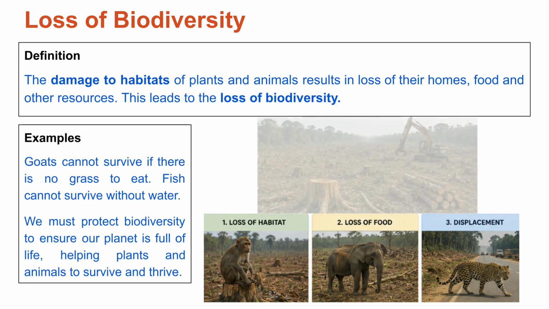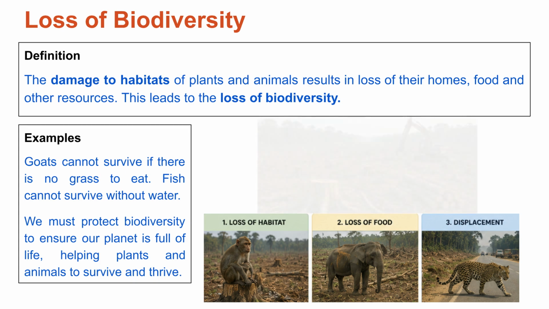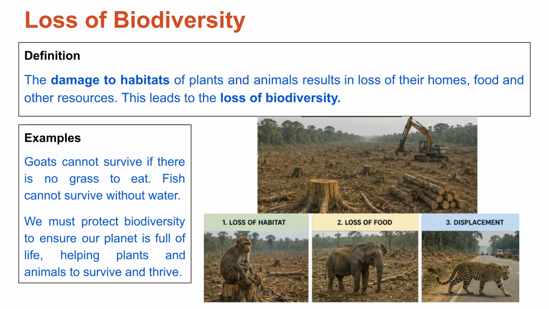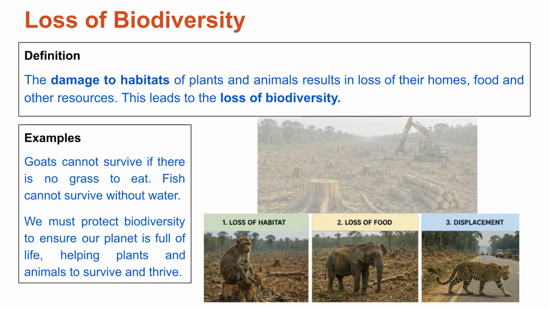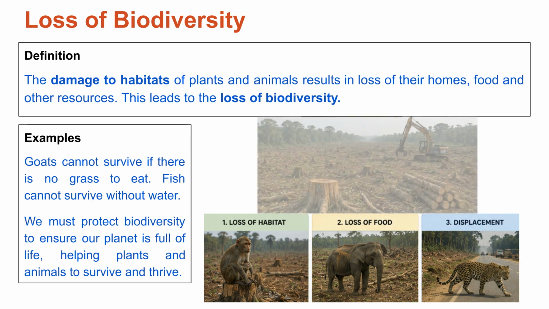Examples like goats cannot survive if there is no grass to eat. Fish cannot survive if there is no fresh water. So we must protect biodiversity to ensure that our planet is full of life because different animals and plants live together and they are important for each other's life activities. Imagine if you cut a forest in your surroundings, then different animals and plants will be affected by it and they have to move to different areas to get their food, home, and shelter.